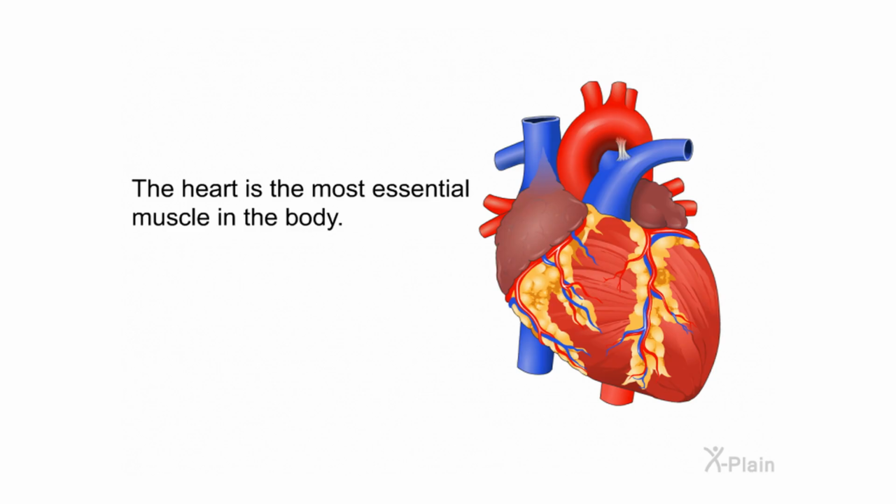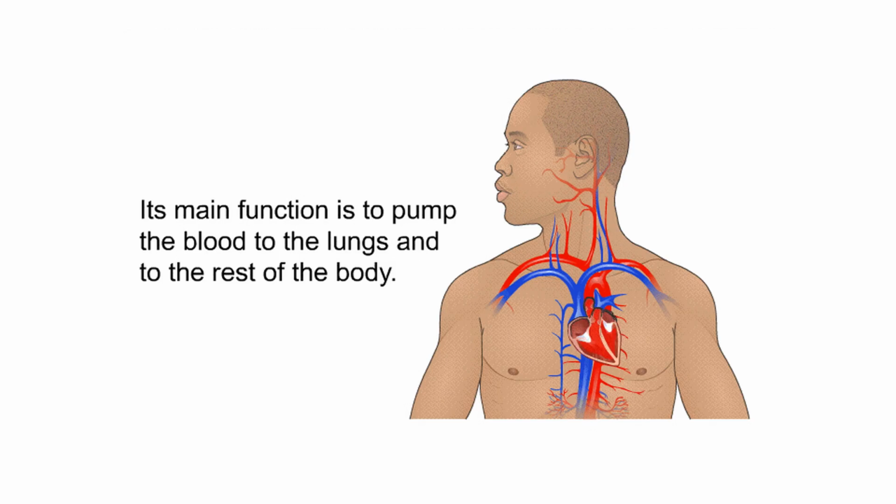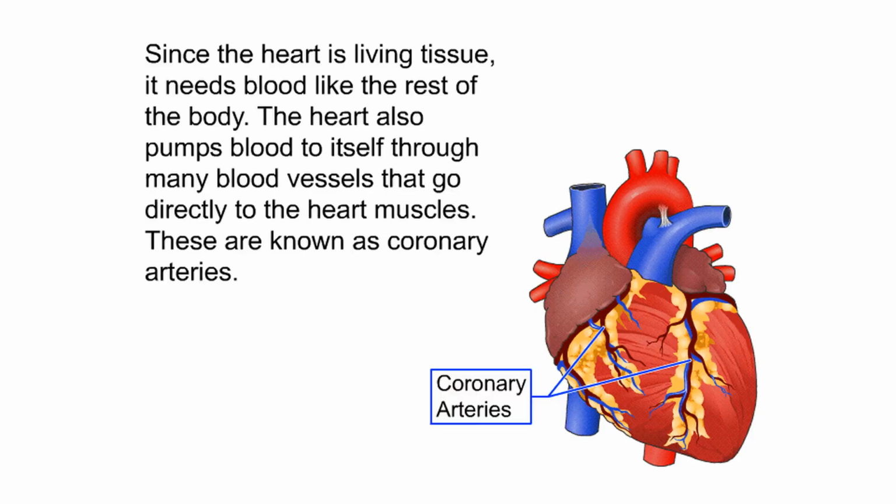Anatomy. The heart is the most essential muscle in the body. Its main function is to pump the blood to the lungs and to the rest of the body. Since the heart is living tissue, it needs blood like the rest of the body. The heart also pumps blood to itself through many blood vessels that go directly to the heart muscles. These are known as coronary arteries.